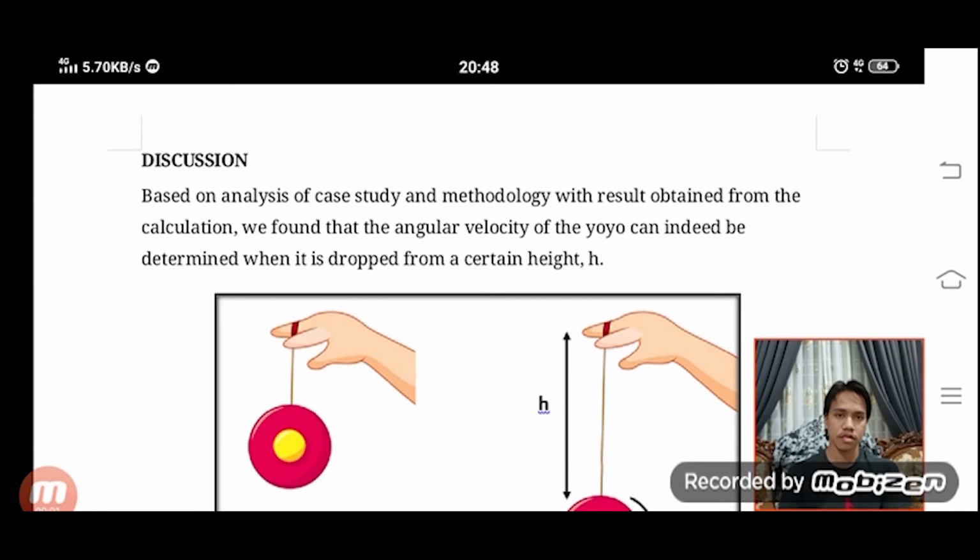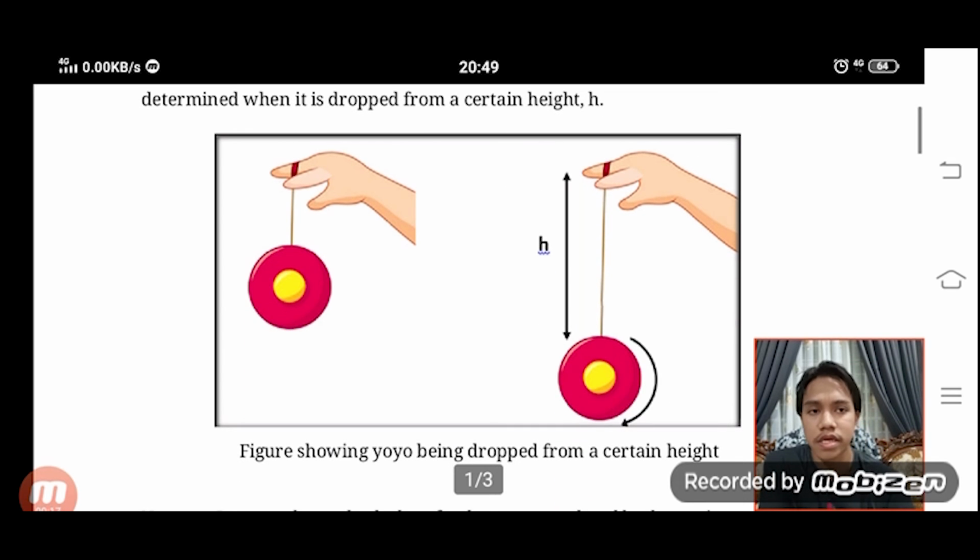Okay, for the discussion, based on analysis of the case study and methodology with the result obtained from the calculation just now, we found that the angular velocity of the yo-yo can indeed be determined when it is dropped from a certain height. What is the height? The h height.